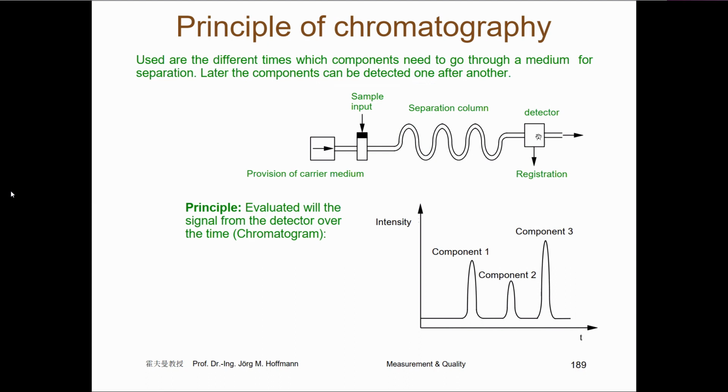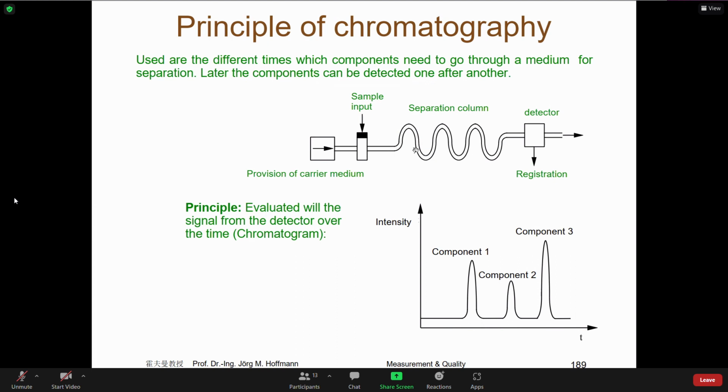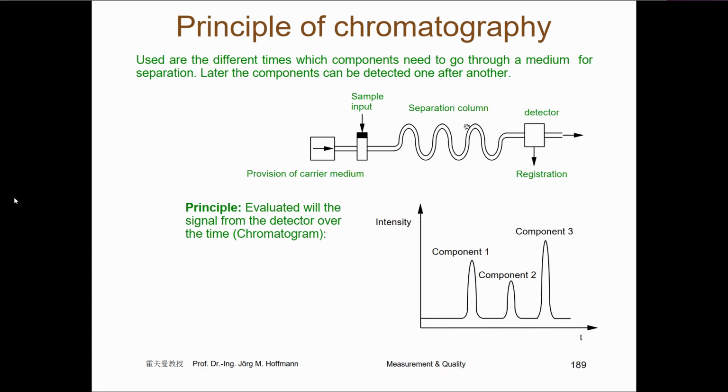And when you say, I would like to detect, let me say, CO2, you have at first to calibrate this. You give a short shot of CO2 on your carrier medium, and then you wait until the CO2 is coming through, and you register the time when the CO2 is coming to the detector.